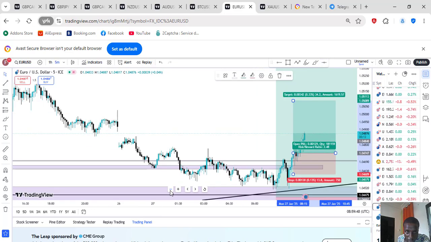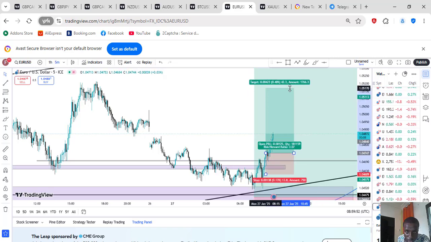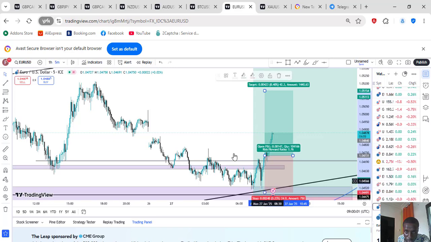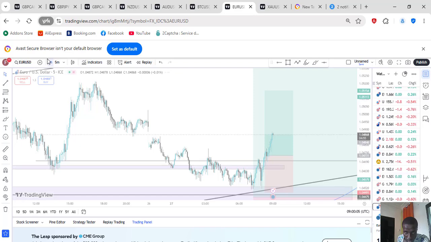Now remember, the essence of this channel is to show you guys when I enter my trades and where they exit, and then I'm going to tell you guys why I'm able to take my trades the way I do. So basically, this is a trade taken based on price action. Now let me show you what happened earlier on.